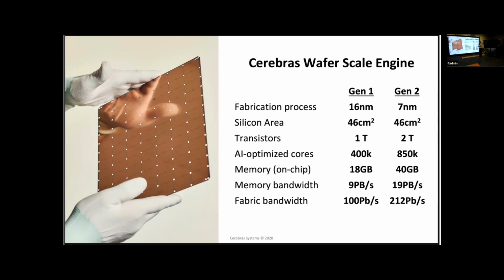You have close to 850,000, that's close to 1 million, AI cores that can work on your problem. It has a phenomenal amount of memory and fabric bandwidth. This is really the key that makes these processors work so well. It's close to 19 petabytes per second, which, in comparison to what you might see even with HBM2E, is an order of magnitude of difference.